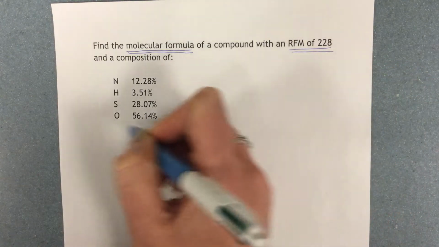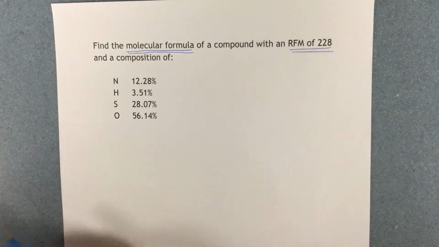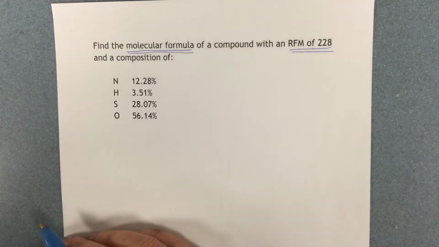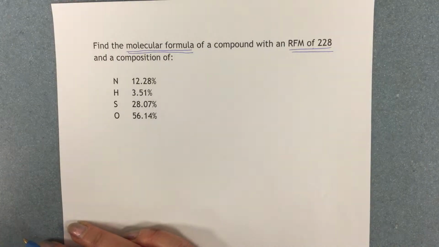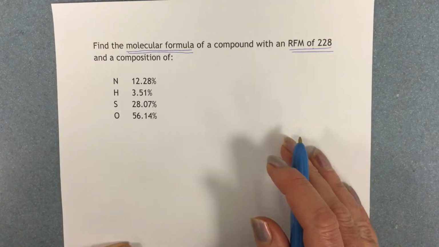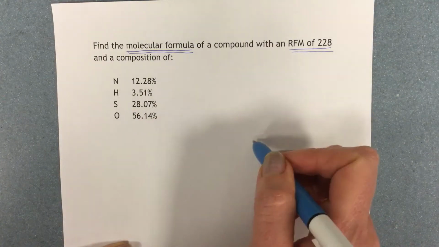Sometimes it'll ask for the empirical formula first, and then part B of the question will be, if the RFM is 228, what is the molecular formula? Actually, because I've got percentages, the first thing I'm going to do is just work out the empirical formula, which remember is the simplest whole number ratio of the elements in the compound. I'm going to set it out in a little table across the page because that's much clearer than trying to do my calculations alongside in a line.